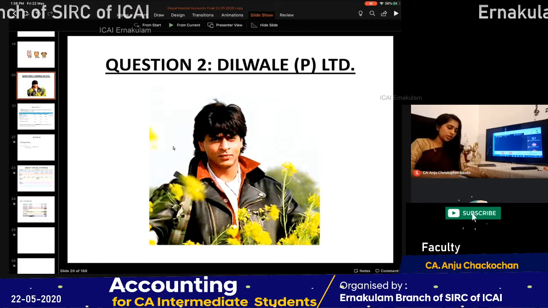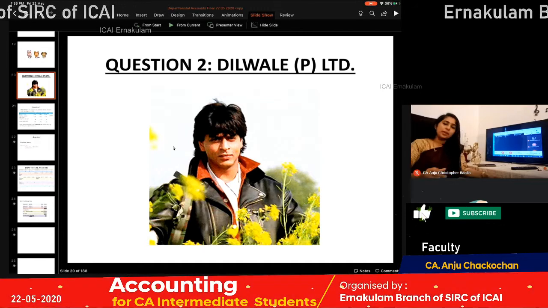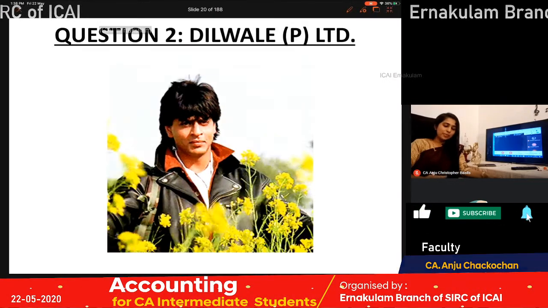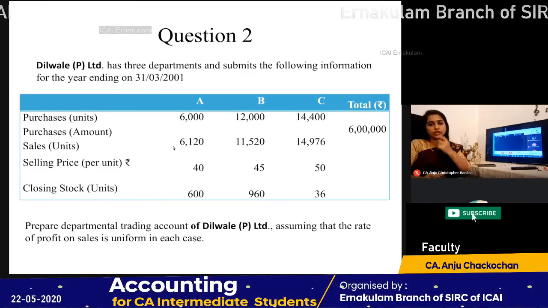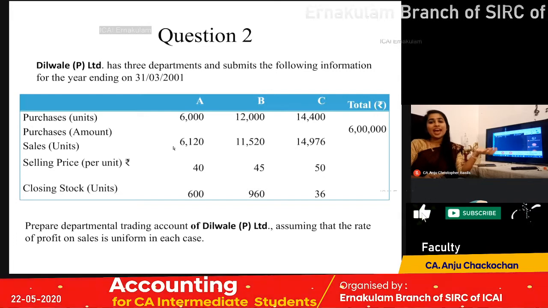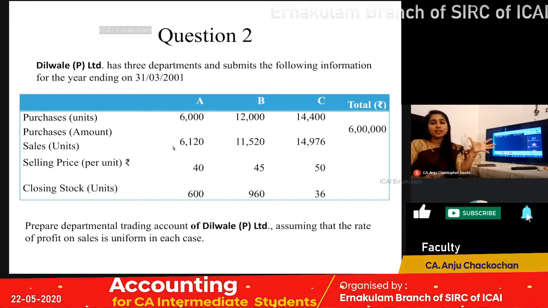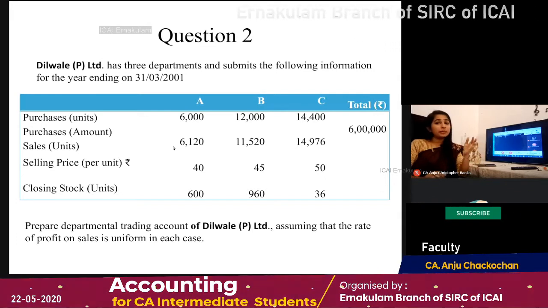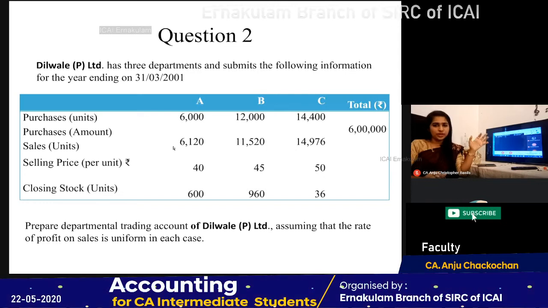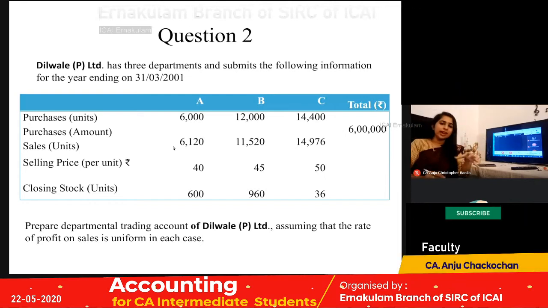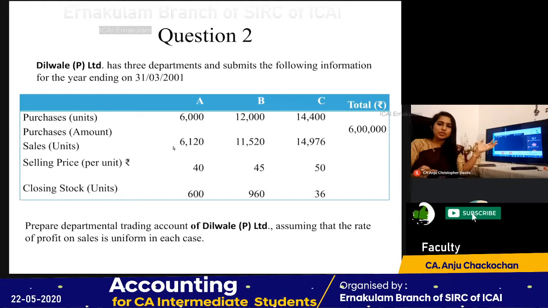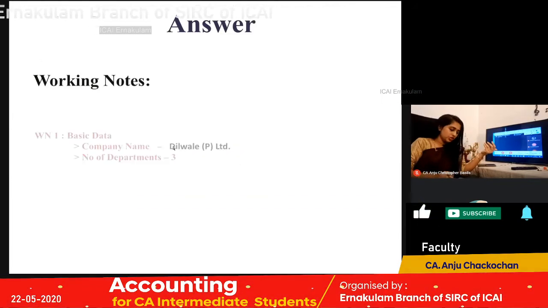And then the next question was relating to Dilwale Private Limited. Okay, in Dilwale Private Limited, the total purchase cost was given, and we were asked to prepare the departmental wise trading profit and loss account. So what we had to do was we assumed that all the goods that we have purchased during the year, we sold. Okay, and based on that we computed the GP percentage.